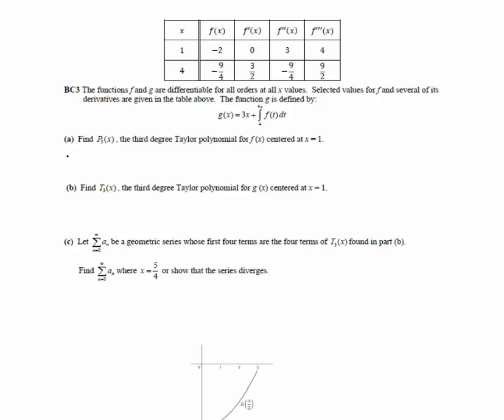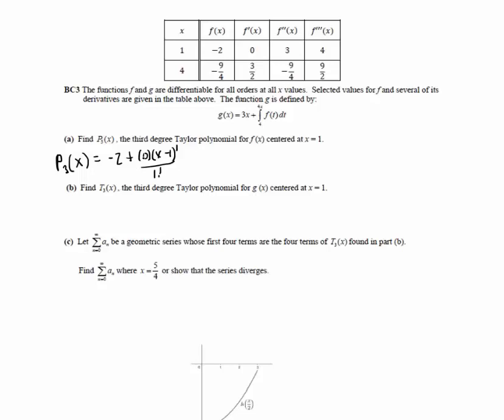Well, this one is what I consider an easy one. The third degree Taylor polynomial at x is 1 is going to be these values right here. And this is f, and this is a table of f. So I just need the function value at 1, which is -2. And then plus the first derivative, which is 0. And then centered at 1 would be x minus 1 to the first over 1 factorial.